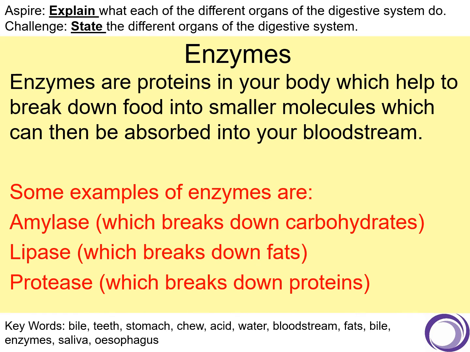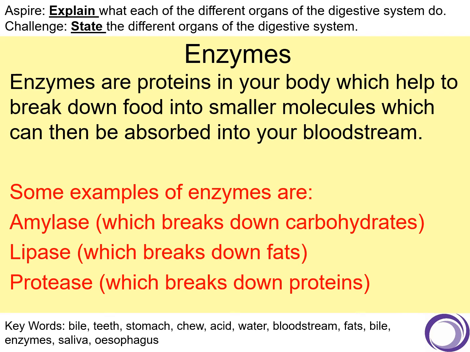So earlier, when I took you through the passage of food through the digestive system, I mentioned a substance called an enzyme. Enzymes are proteins inside our body, and they help break down food into smaller molecules, which can then be absorbed in the small intestine into our bloodstream.